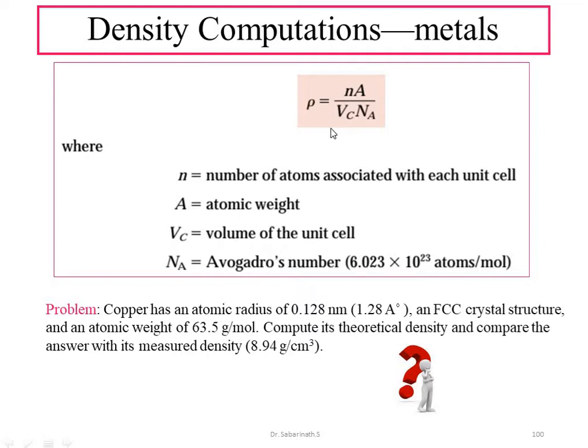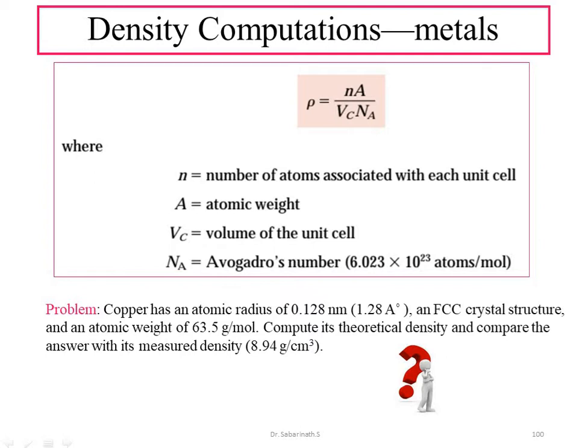So the density in metals can be calculated using this equation: rho = nA / (Vc Na), where n is the number of atoms associated with each unit cell, A is the atomic weight, Vc is the volume of the unit cell, and Na is Avogadro's number, which we have discussed.